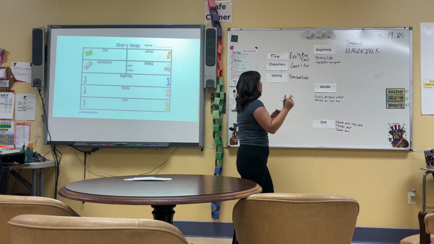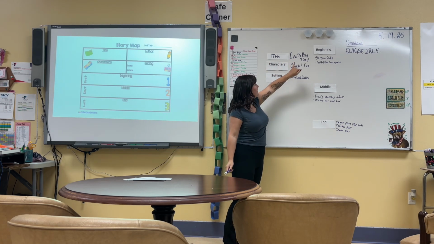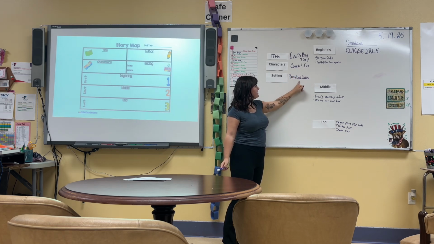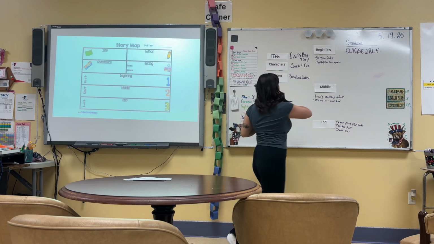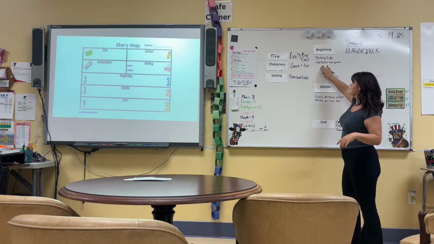Okay, so let's go over it one more time. The title of the story is Eve's Big Game. The characters, the coach and Eve. Our setting is the baseball field. This is all introduced in the beginning of our story. Once again, we learn that she's going to the baseball fields and she's excited.